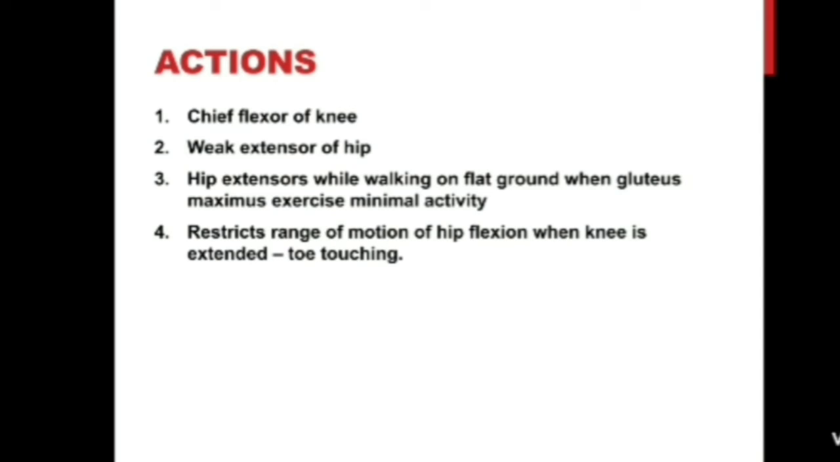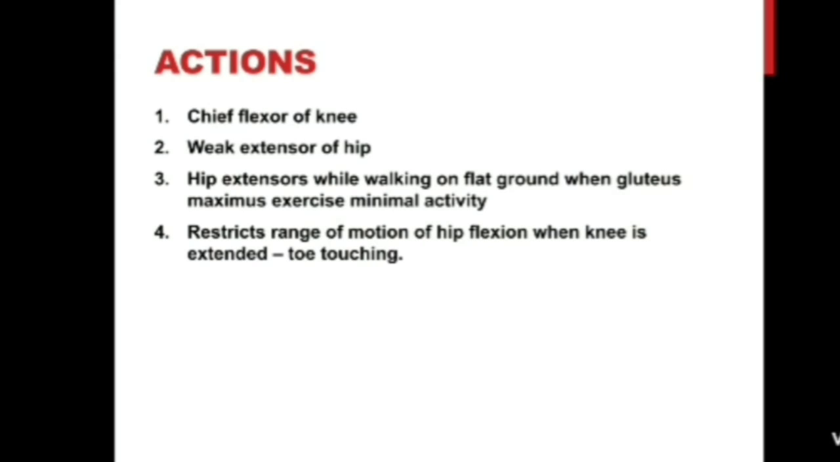We've already discussed that it's a chief flexor of the knee and a weak extensor of the hip joint. Hip extensors while walking on flat ground. So they're going to be extensors of the hip, especially when we're walking on flat ground, when the gluteus maximus exercise happens to be minimal. Now, if you've gone on a treadmill and run on it for a long time, you've felt a particular pull on the back of your thigh, because you're walking on flat ground. And if you take an incline where you're walking uphill, you'll feel more of that pressure in your gluteus maximus muscle and the gluteal region as such.